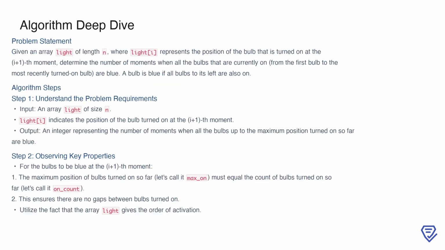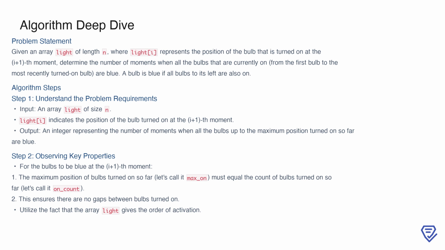To solve this problem, we start by understanding the requirements. The input is an array light where each element indicates the position of the bulb turned on at a specific moment. For example, if light[i] is 3, it means the third bulb is turned on at the i plus 1th moment. The goal is to count the moments when all bulbs from the first bulb up to the most recently turned on bulb are blue.